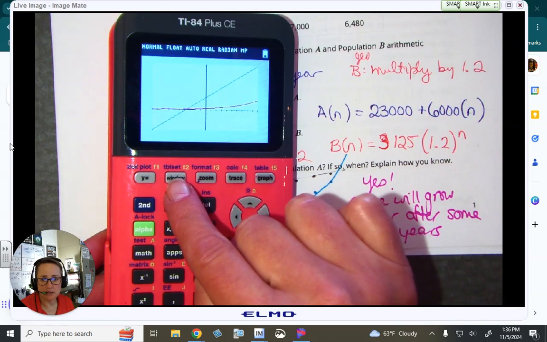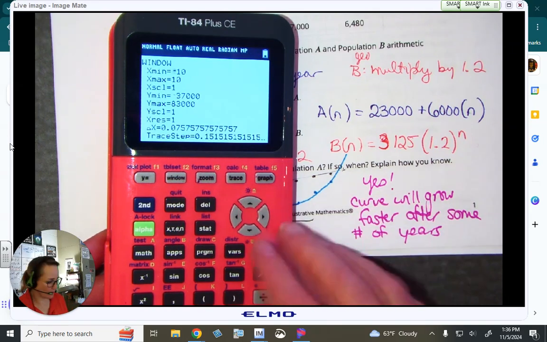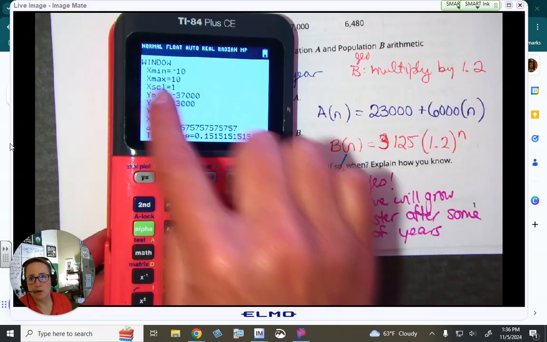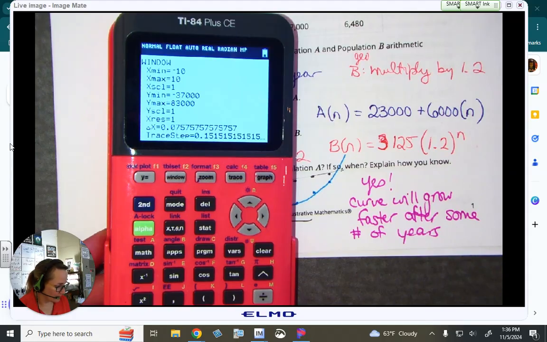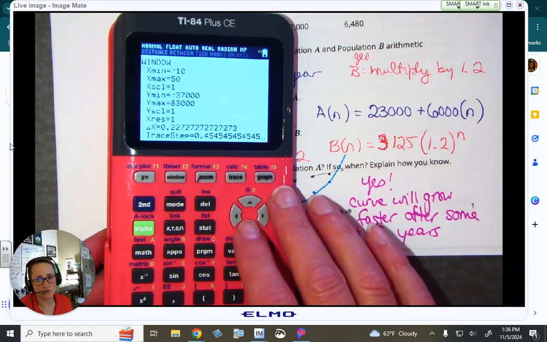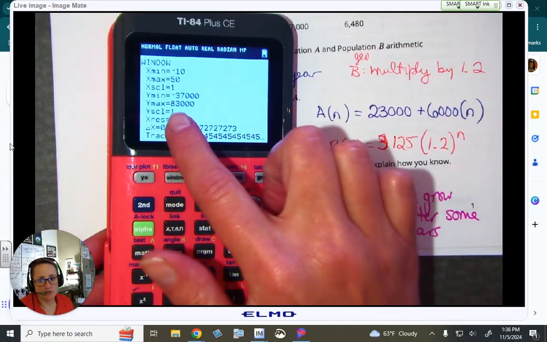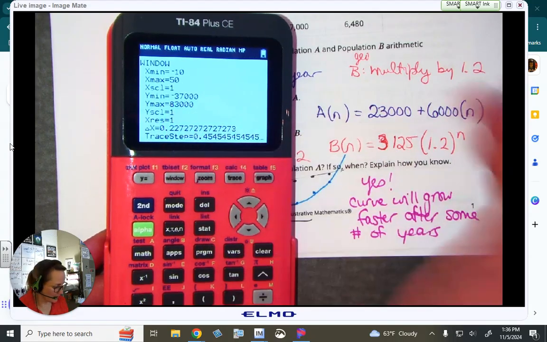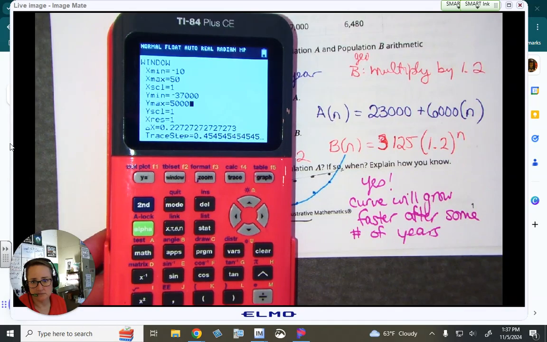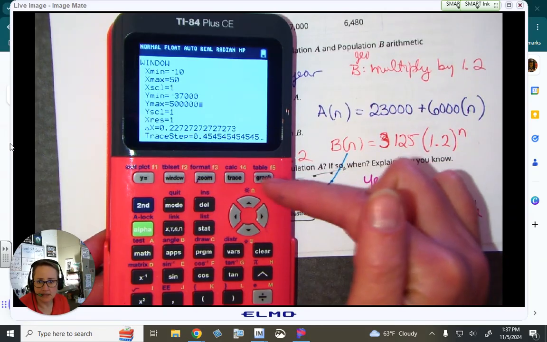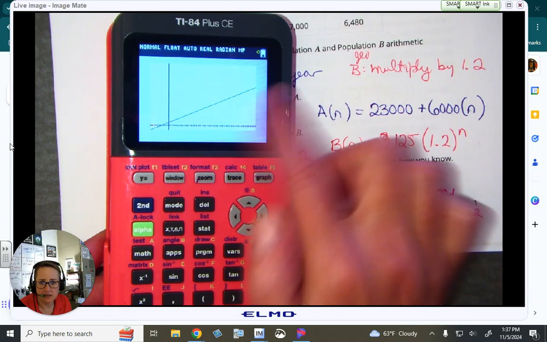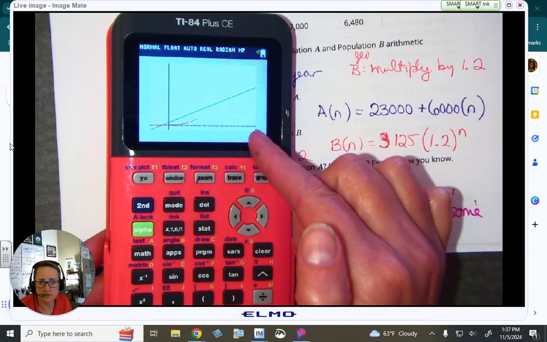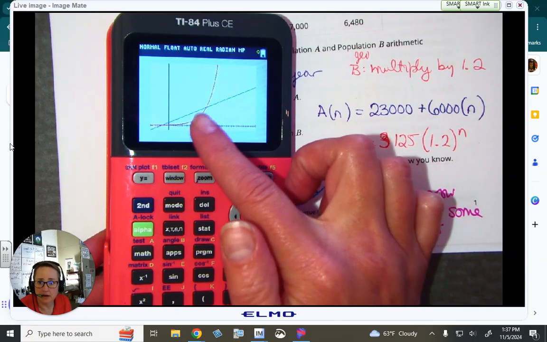So I'm even going to go change my window, and I'm going to make it even bigger. So right now, the x maximum is at 10. I need to see way farther over here. I'm going to put in 50. I don't know. I'm going to give this thing 50 years. And I'm going to turn this maximum up to something like 500,000. And now I'm going to try the graph button to see what this looks like now. There's my straight line. Here comes my curve. Again, this is 50 years out here. And there it is right there.